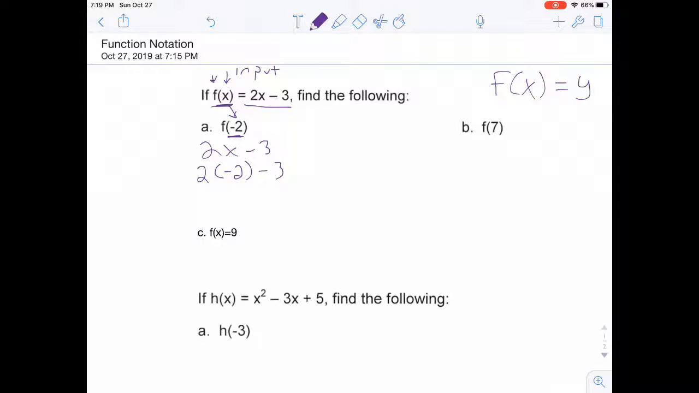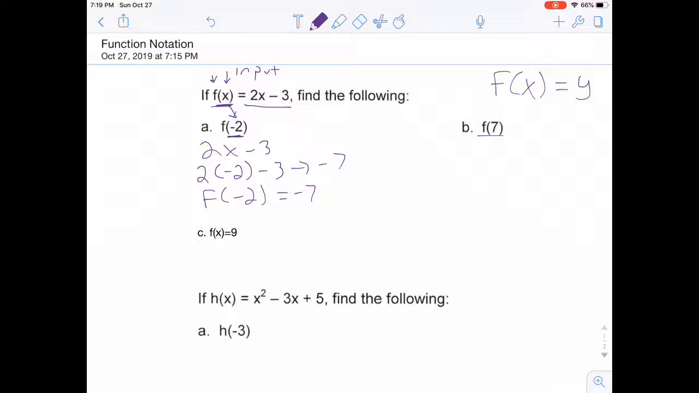Now using the calculator, I can type this in directly how I see it, or I could use order of operations or PEMDAS to simplify. If I were to plug this into the calculator, I would get negative 7. How I would write this is f of negative 2 equals negative 7. Again, input negative 2, output negative 7.